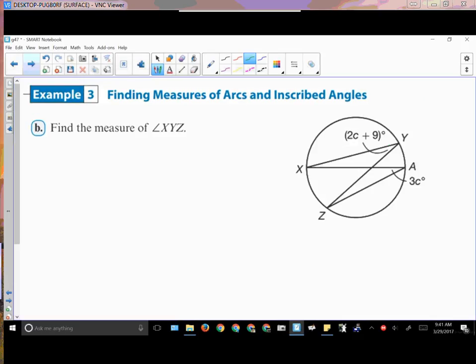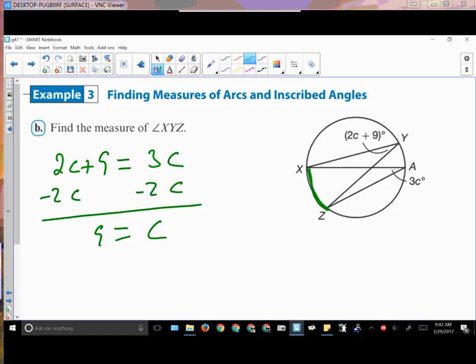What about this one? How do these angles relate to each other? Well, they're opening up to the exact same arc, so that means that 2c plus 9 is going to be equal to 3c. Now, I'm going to subtract 2c here, subtract 2c here, and I end up with 9 is equal to c. So if 9 is equal to c, I put that in up over here. 2 times 9 plus 9, and I end up with what? 27 degrees. But again, it's just about knowing which ones go where.